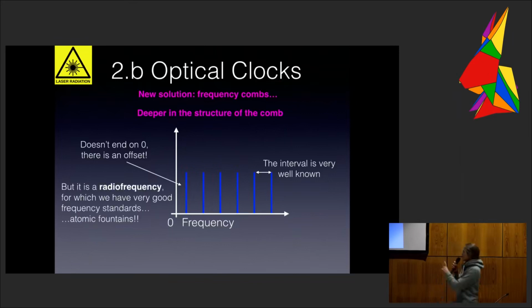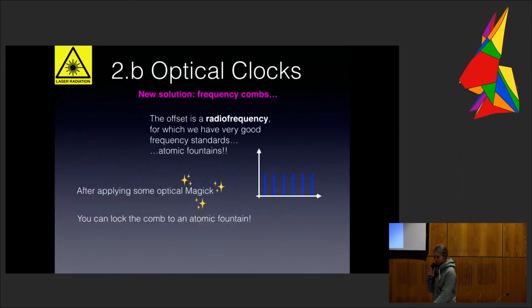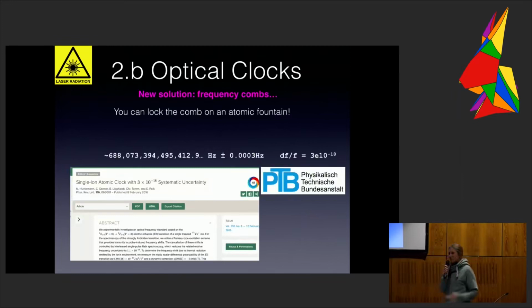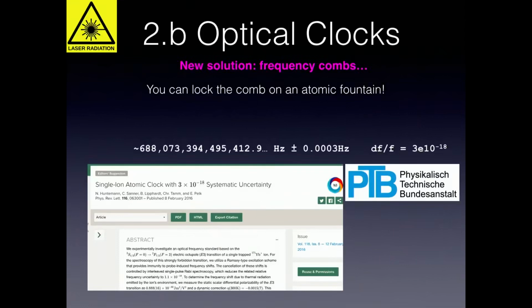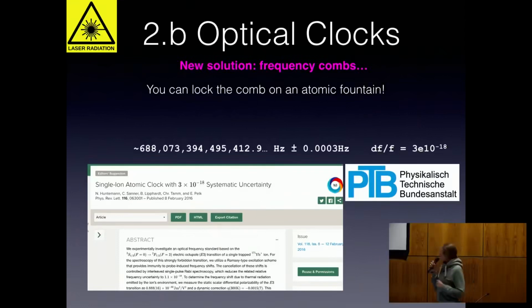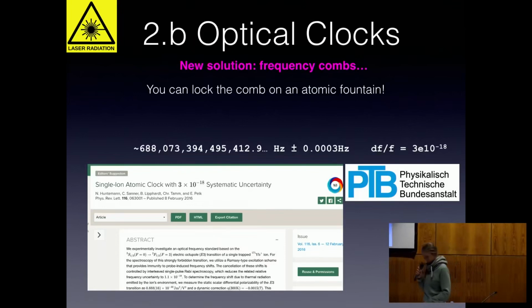And it turns out that this is a radio frequency, and we have very good references for radio frequencies. They're atomic fountains. So now the trick is that you apply some optical magic to be able to retrieve this part of the information that's within the comb, but that's not actually there. You can just retrieve it from some processes. Then you can lock the comb on an atomic fountain. And then you can reach crazy levels of accuracy, which are 3 × 10⁻18. And so that's the results from 2016 from the PTB in Braunschweig. And so this is the absolute record of accuracy in optical clocks.